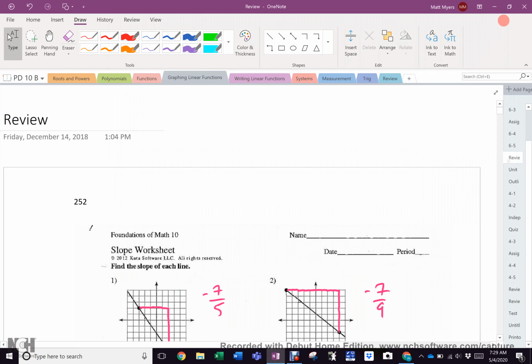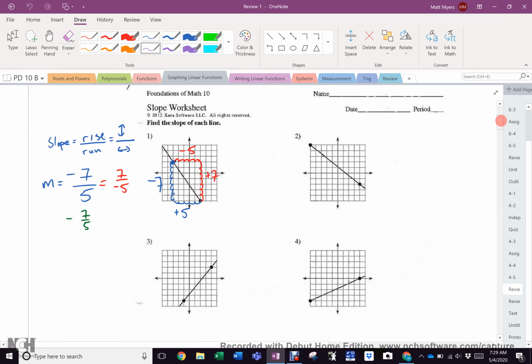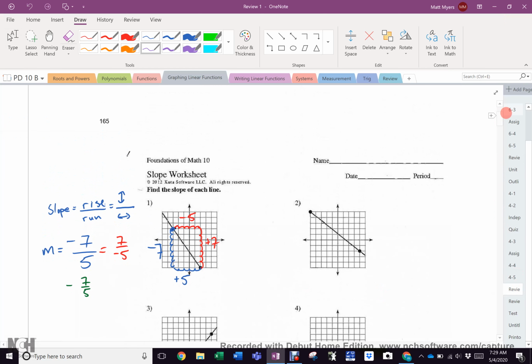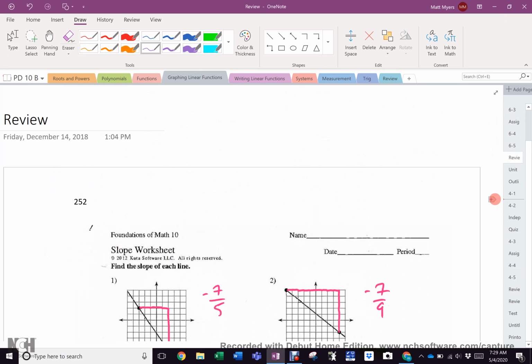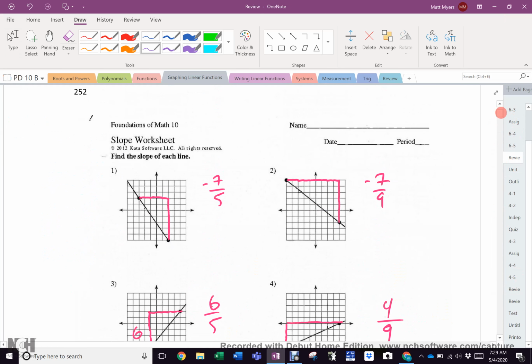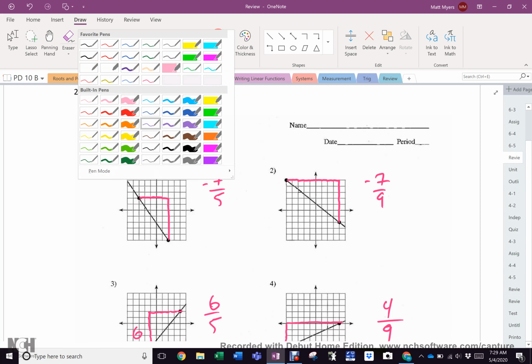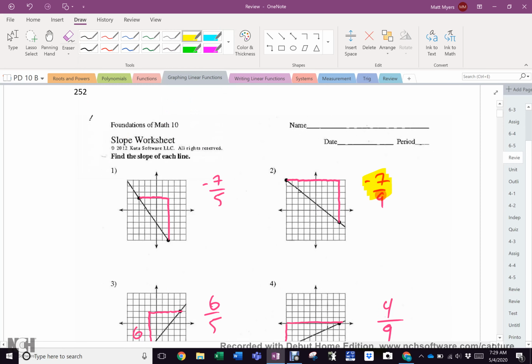All right, so this is the first page of the review, which is page 155, I think, 165 or 150. I can't remember, but it's the first page of your book. So there is the first one that we had. I did that one for you. These are the rest of the answers. I'll highlight them in yellow. There you go. Check your own work.